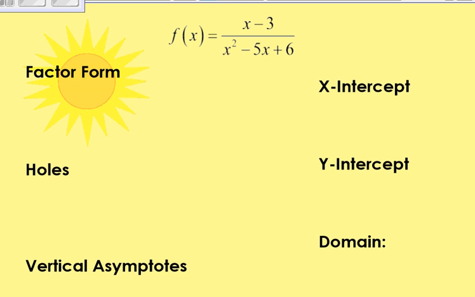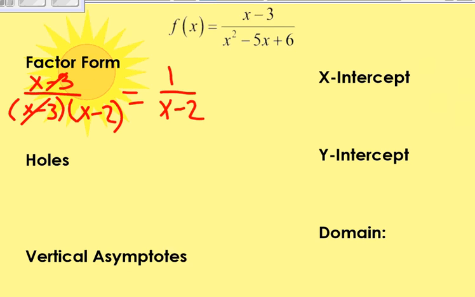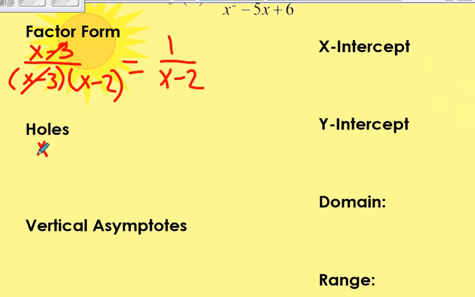So let's look at our first equation here. Your first step should always be to factor. X minus 3 is going to stay in the top. And we're going to factor the bottom to get ourselves x minus 3, x minus 2. Okay, they have a common multiple, so that piece can come out. So we're going to have 1 over x minus 2 as our factored form. Now that piece that I scratched out is going to be used for my hole. So I'm going to say x minus 3 equals 0. So x equals 3 would be a piece of my hole.